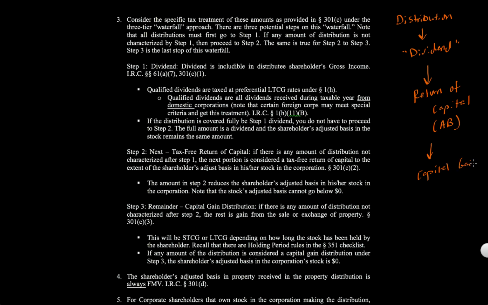With capital gain distribution, we look at how long the stock was held by the shareholder. And we take into account Section 351 if that applied in tacking on and determining long-term capital gain. It's going to be capital because most shareholders are not going to be dealers in securities.